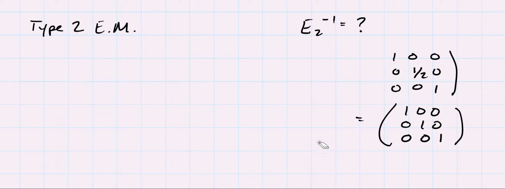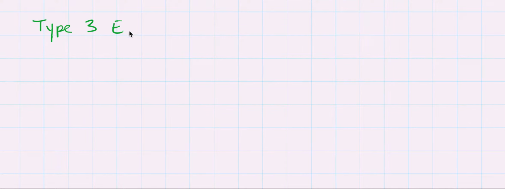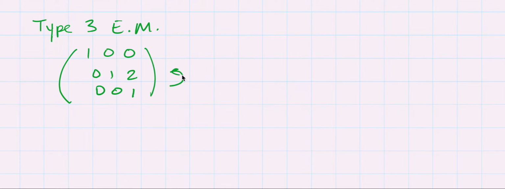Okay, now what if we have a type 3 elementary matrix? Well, remember, a type 3 elementary matrix is where you add a multiple of one row to another. So let's say we add 2 times row 3 to row 2. That's a type 3 elementary matrix. Let's call this E sub 3. What do you think E sub 3 inverse is going to be?